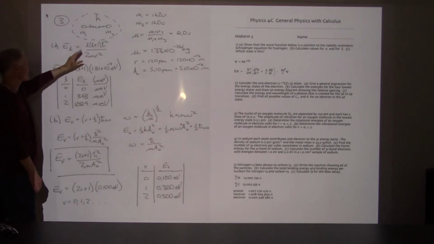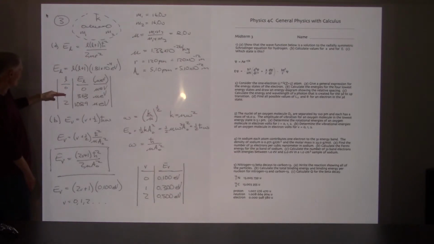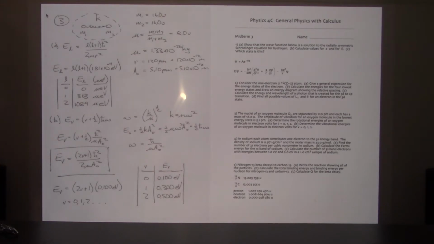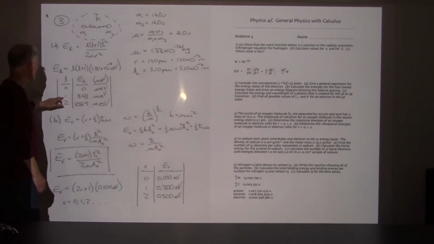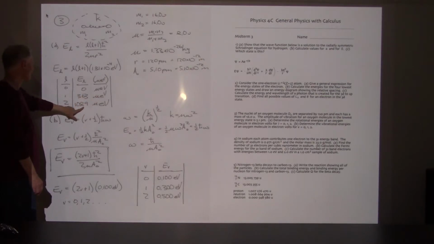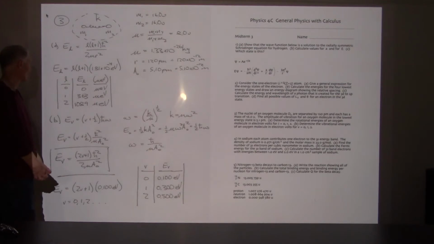I just plugged the numbers in, and I ended up with, for the 0, 1, and 2 states, remember with rotational energies, it's possible to have no angular momentum. That means it's possible to have no rotational kinetic energy. The first excited state has 363 micro eV, and the second excited state, according to our formula, is at 1089.